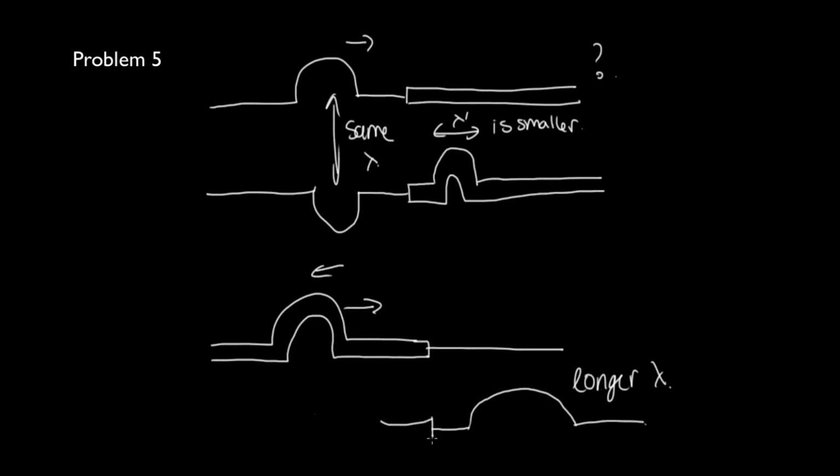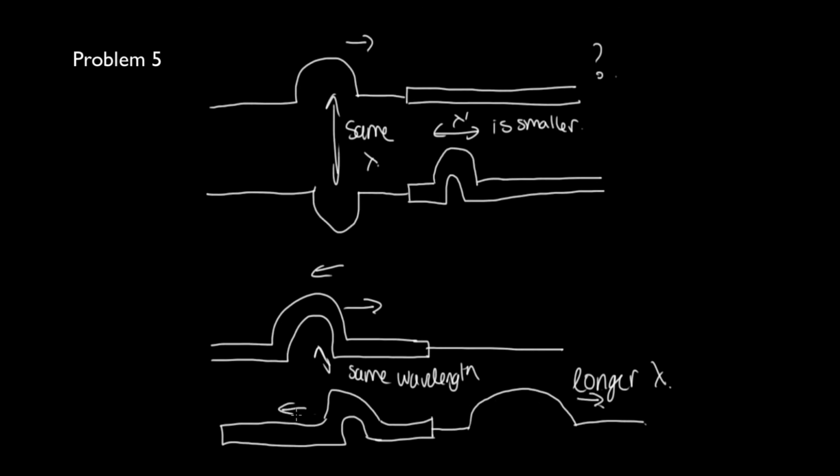When it's reflected off a less dense medium, it doesn't undergo a phase change. So it's reflected back on the same side of the string. So these two should have the same wavelength. This wave is travelling in this direction and this one's travelling in this direction. So that's everything we can say about that question.